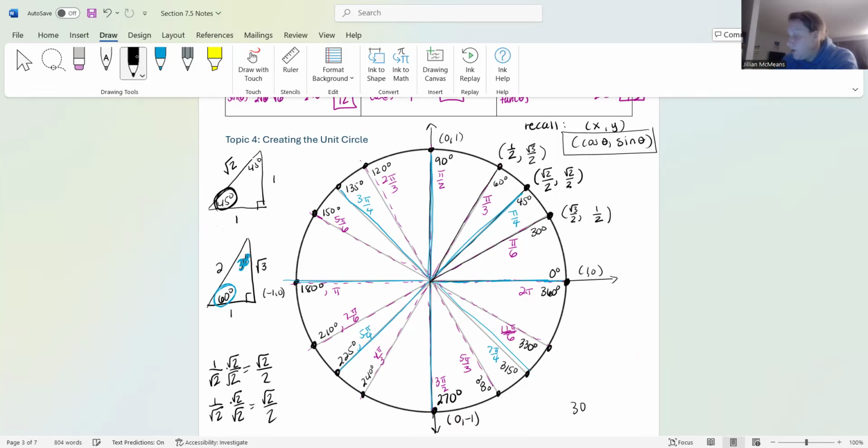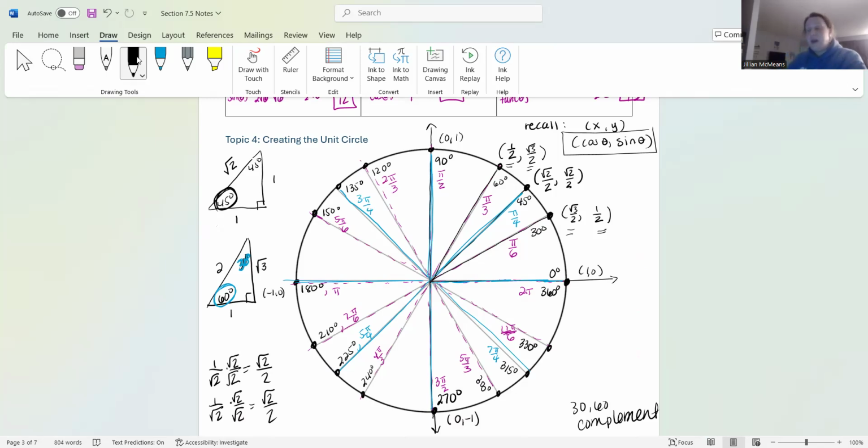Well, we know that 30 and 60 are complementary. So if I have sine of 30, that's going to equal cosine of 60. And if I have cosine of 30, that's going to equal sine of 60. All right, so that makes that really nice and easy.